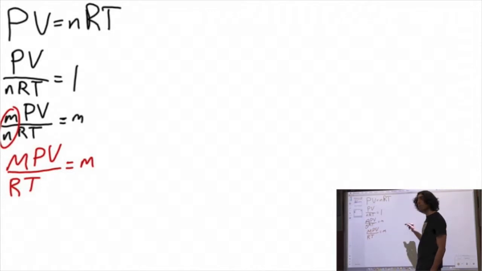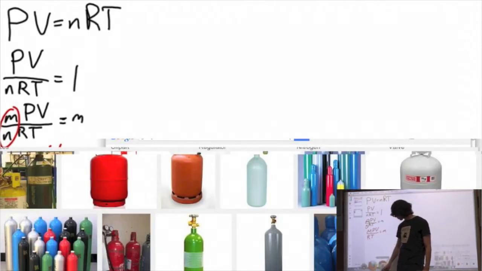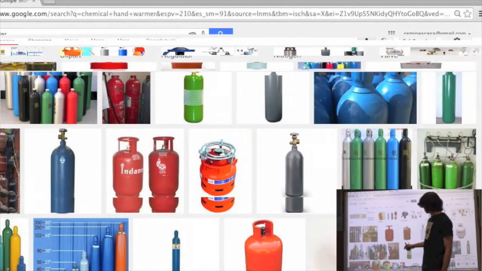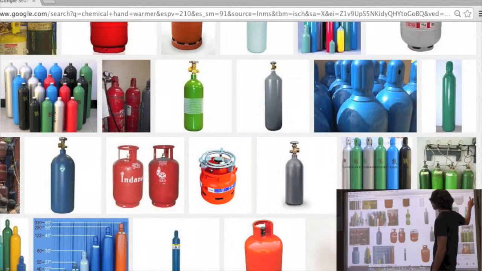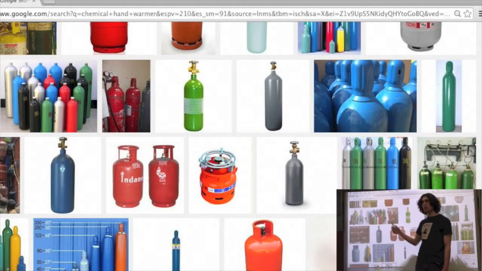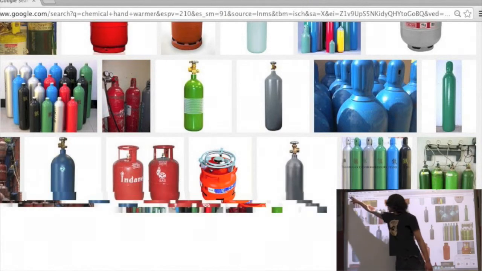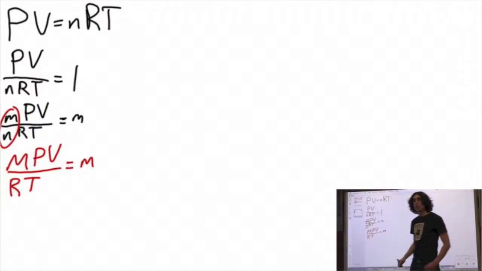So for this problem, we're asked to consider a big gas cylinder of nitrogen. You may have seen these around campus, around in various labs. Big, tall metal cylinders, very heavy, full of compressed gas.